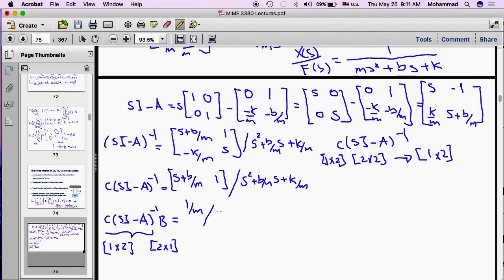Of course, we can't forget the determinant. So s squared plus b over m s plus k over m. And of course, D is 0, so we don't have to add anything to it. According to the formula, there's a plus D, but D is 0, so we're there. So if you simplify that, which means multiply both the numerator and the denominator by m, you get 1 over m s squared plus b times s plus k.